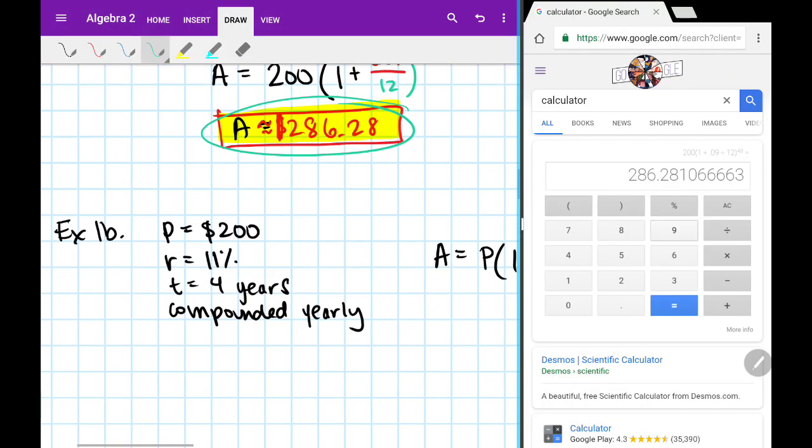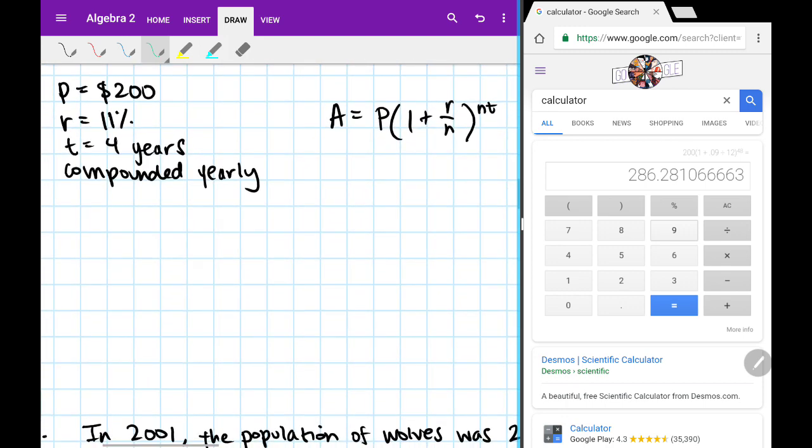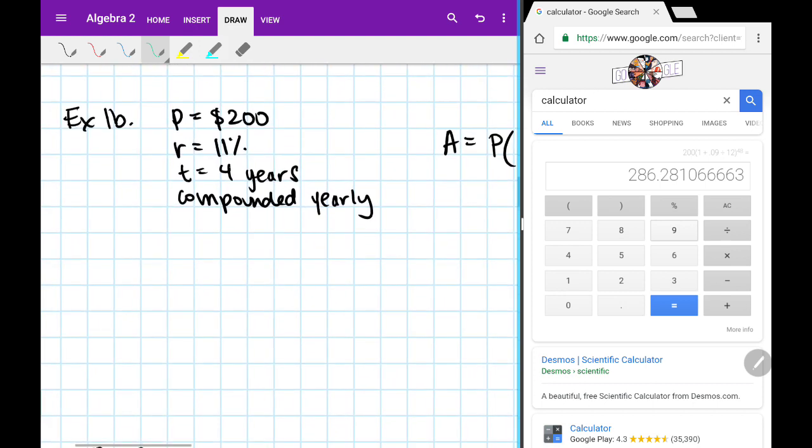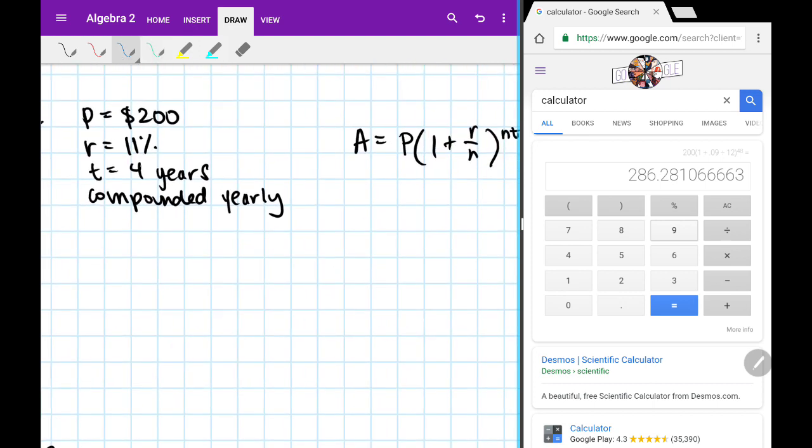All right, let's do example 1b. So example 1b says, now we're investing $200 at 11% for 4 years, and we're compounding yearly. So before we plug into our problem, let's just try to identify all the variables. Okay, let's look over here at our formula. So A is what we need to solve for. We're going to leave that blank. P is going to represent 200. Our rate, it says right here, our rate is 11%. So that means we're going to actually move the decimal over 2 spots. We're dealing with 0.11.